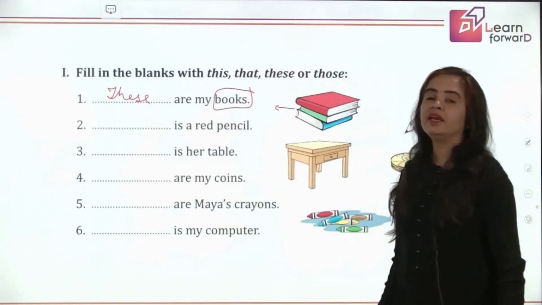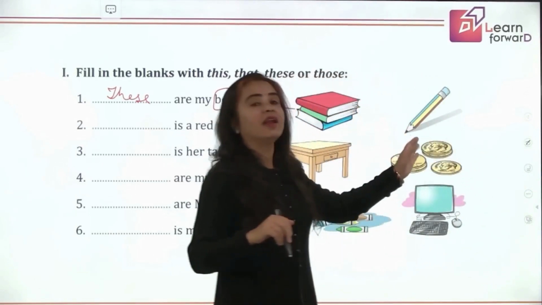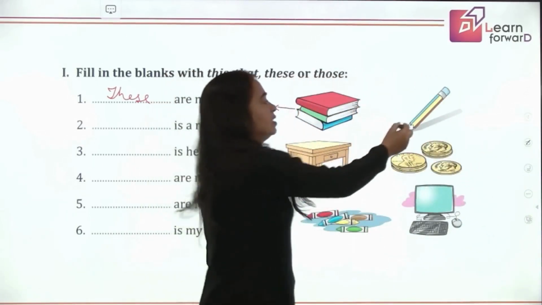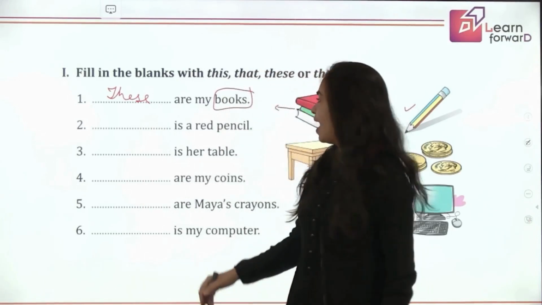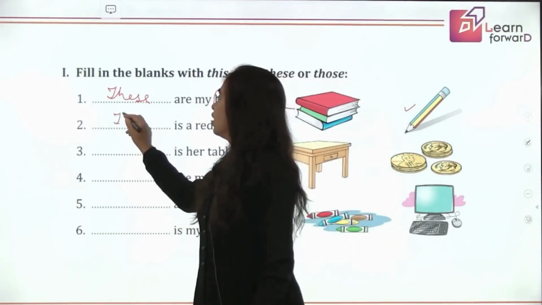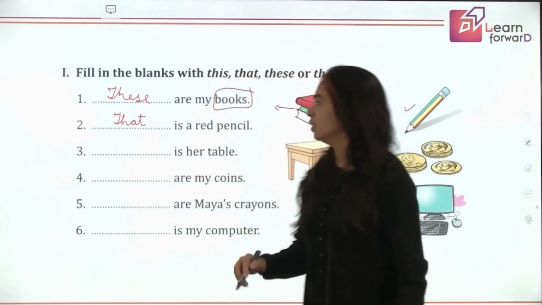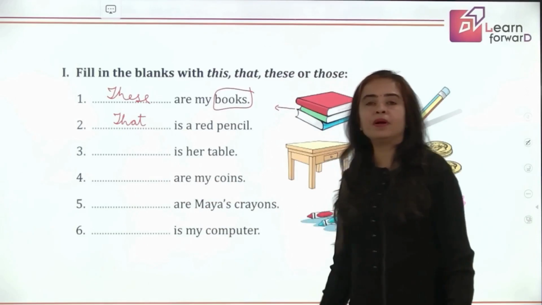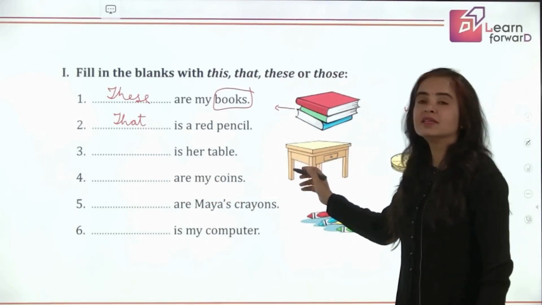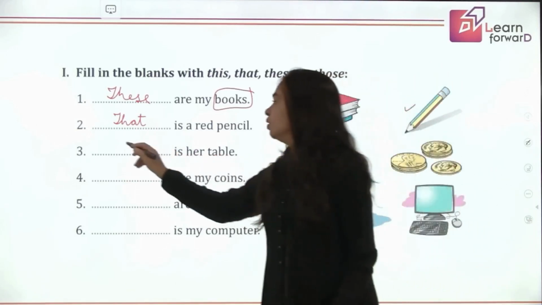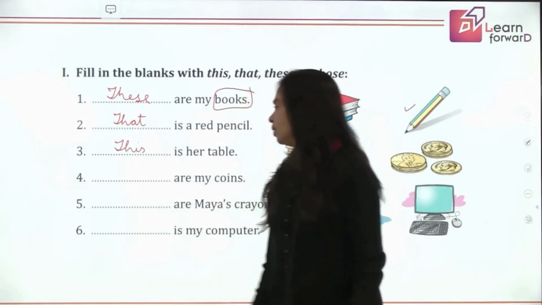Dash is a red pencil. Now you see, can you see this pencil is far away and it is in singular. So what will you use? That. Good. For away and singular, we use that. That is a red pencil. Dash is her table. Now the table is nearer, it's closer and it is in singular. So we will use this is her table.